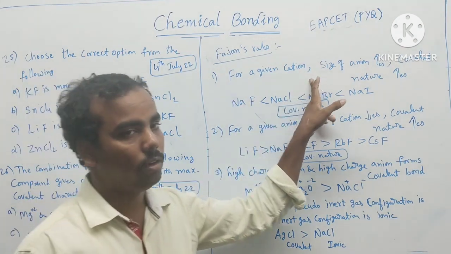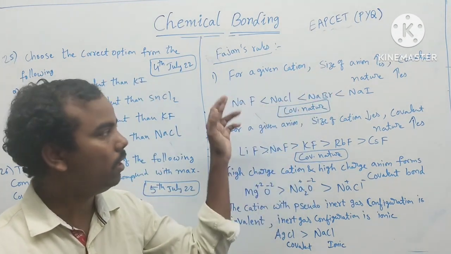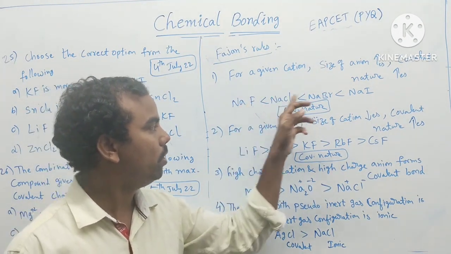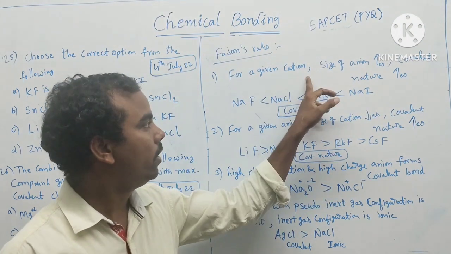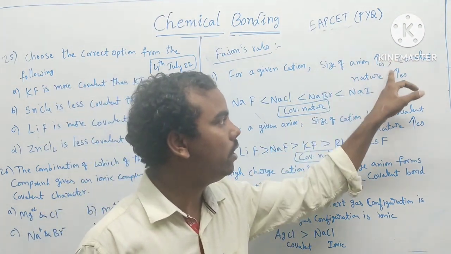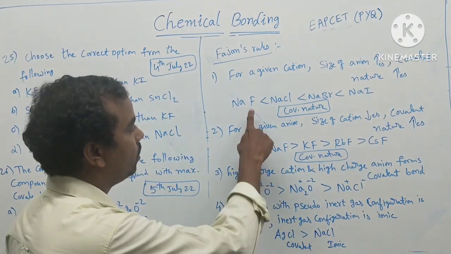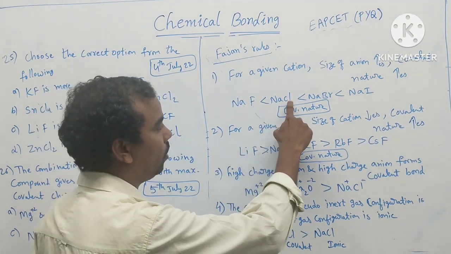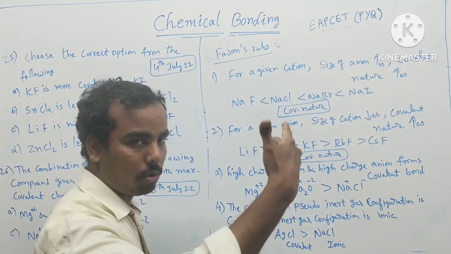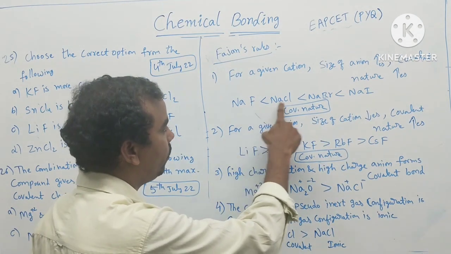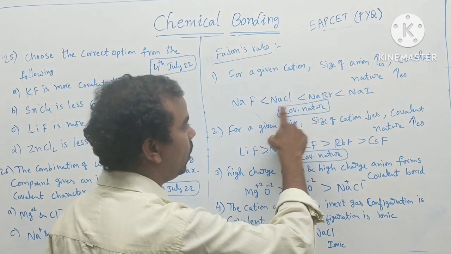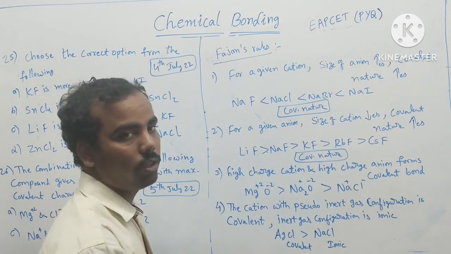For a given cation, given cation means the cation is constant, sodium. For a given cation, as the size of the anion increases, the covalent character or covalent nature increases. Size of anion: fluorine, chlorine, bromine, iodine. Top to bottom, size increases. As the size of the anion increases, covalent character also increases.